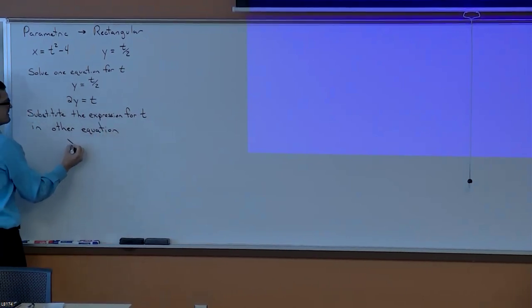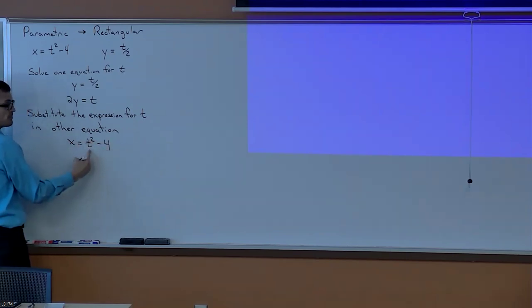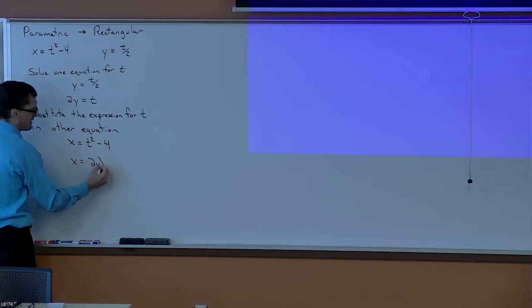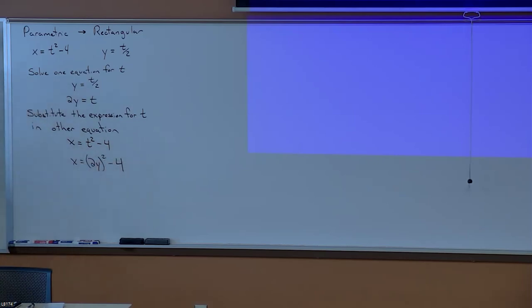In other words, I'm going to take x equals t squared minus 4, and I'm going to replace the t in this equation with 2y. Now be careful when you do that. Whenever you substitute something in for t, make sure you put parentheses around it. So this is the quantity 2y, quantity squared. It's not 2 times y squared. Does that make sense?